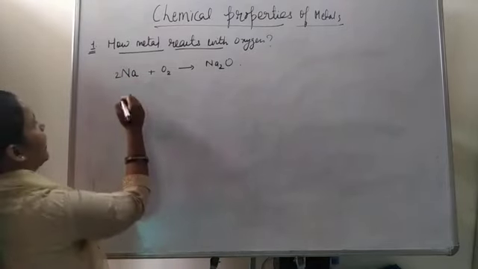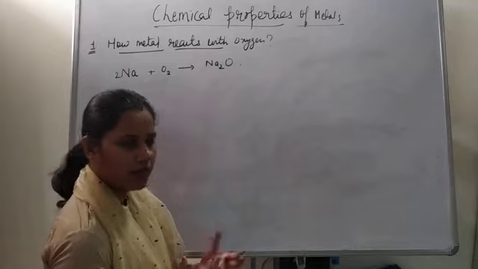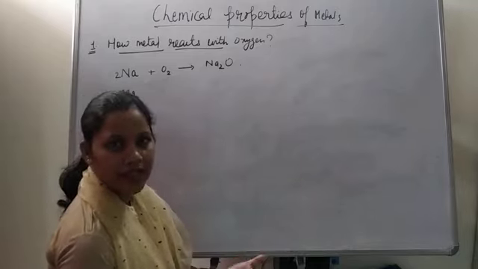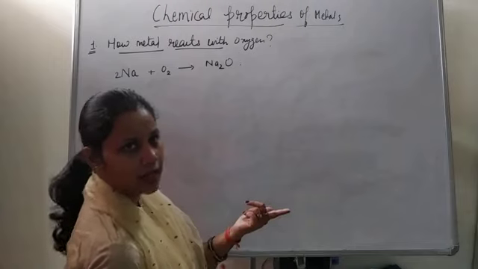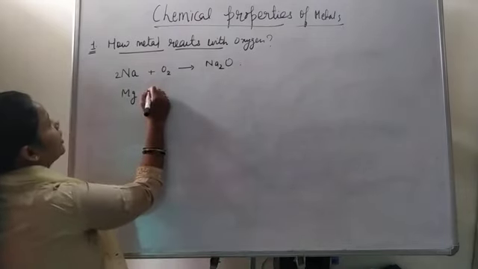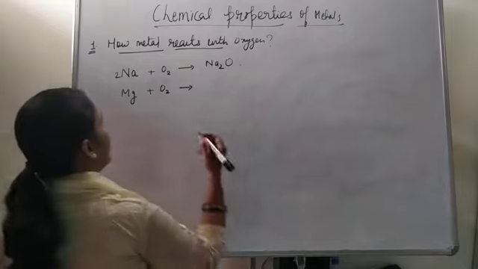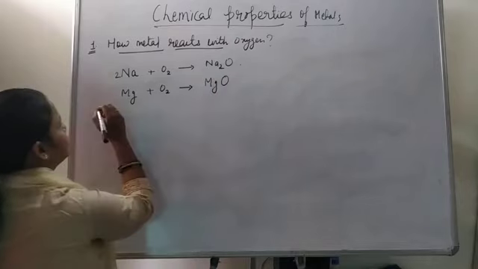The next is magnesium. If you take out a magnesium ribbon, it will not burn by itself. You have to first heat or burn that magnesium ribbon. So when you burn a magnesium ribbon in the presence of oxygen, what happens? It burns with a white glowing light to form magnesium oxide.